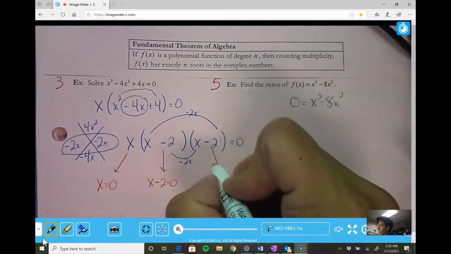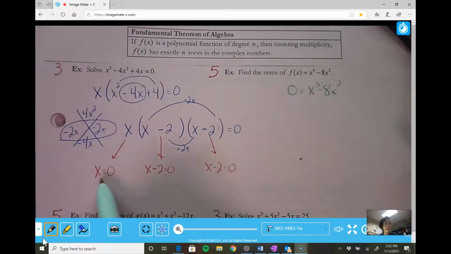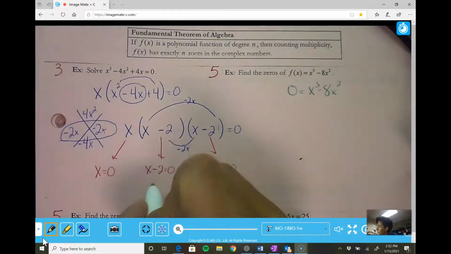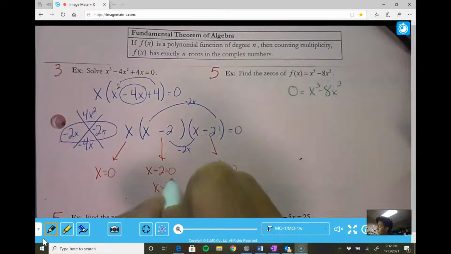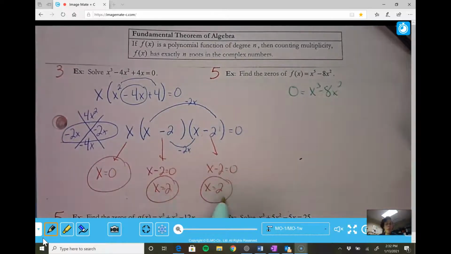Okay, and then what makes it 0? So this one is solved, it's one answer. This one I would add 2, and then this one I would also add 2. And so I do have 3 answers, and it is important that you realize that 2 appears twice because when we graph, that's going to come into play.